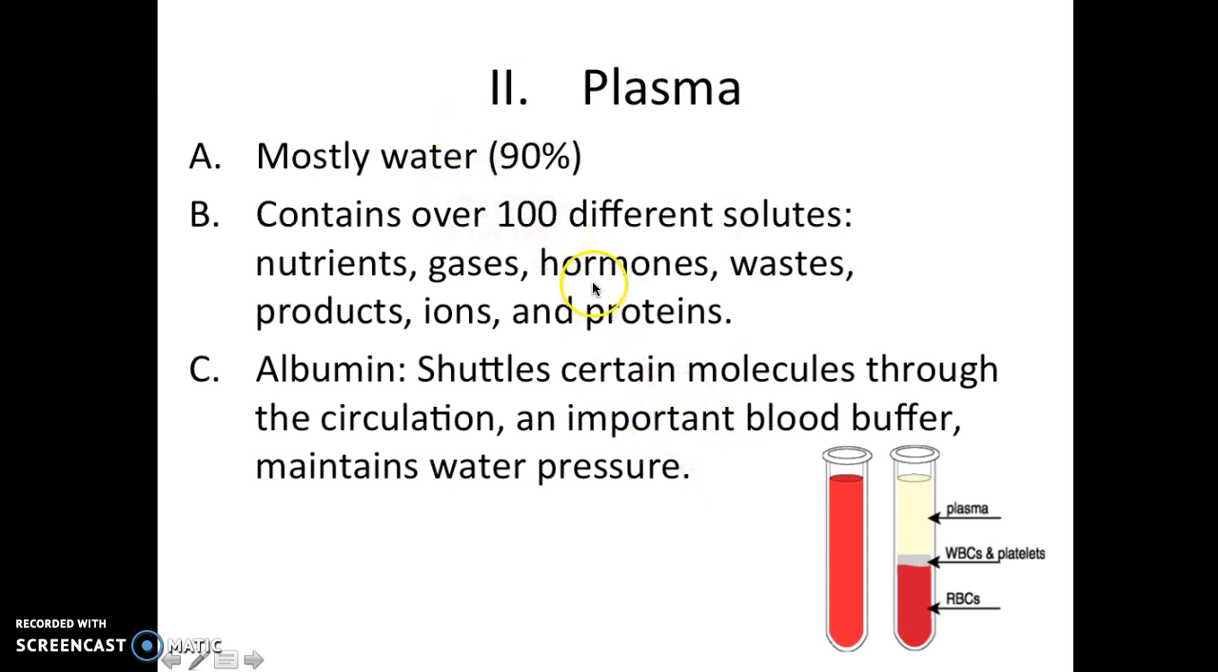So I talked about hormones. So how would it pick that up? There's something called albumin. It shuttles certain molecules through circulation. It's an important blood buffer and maintains your water pressure. So albumin is kind of like the taxi cab for structures. It will hop on and hop off.